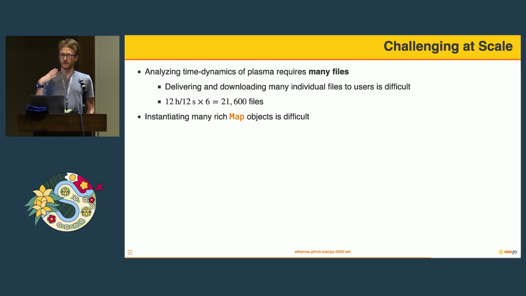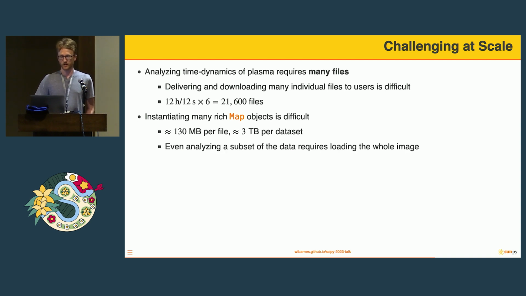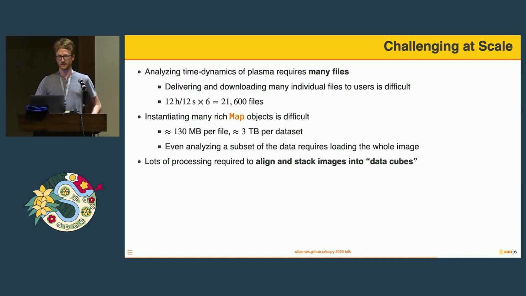As I've shown you, working with these map objects is really great and provides a lot of really nice metadata-aware computation that we can do. But instantiating these for many files is difficult, especially when you're trying to do this in RAM. When you have something like 130 megabytes per file for this 22,000-file data set, you're looking at something that doesn't even fit on your laptop, let alone in RAM. So like I said, all of this processing requires you to stack these images into these data cubes, and this places a large computing burden on the user.